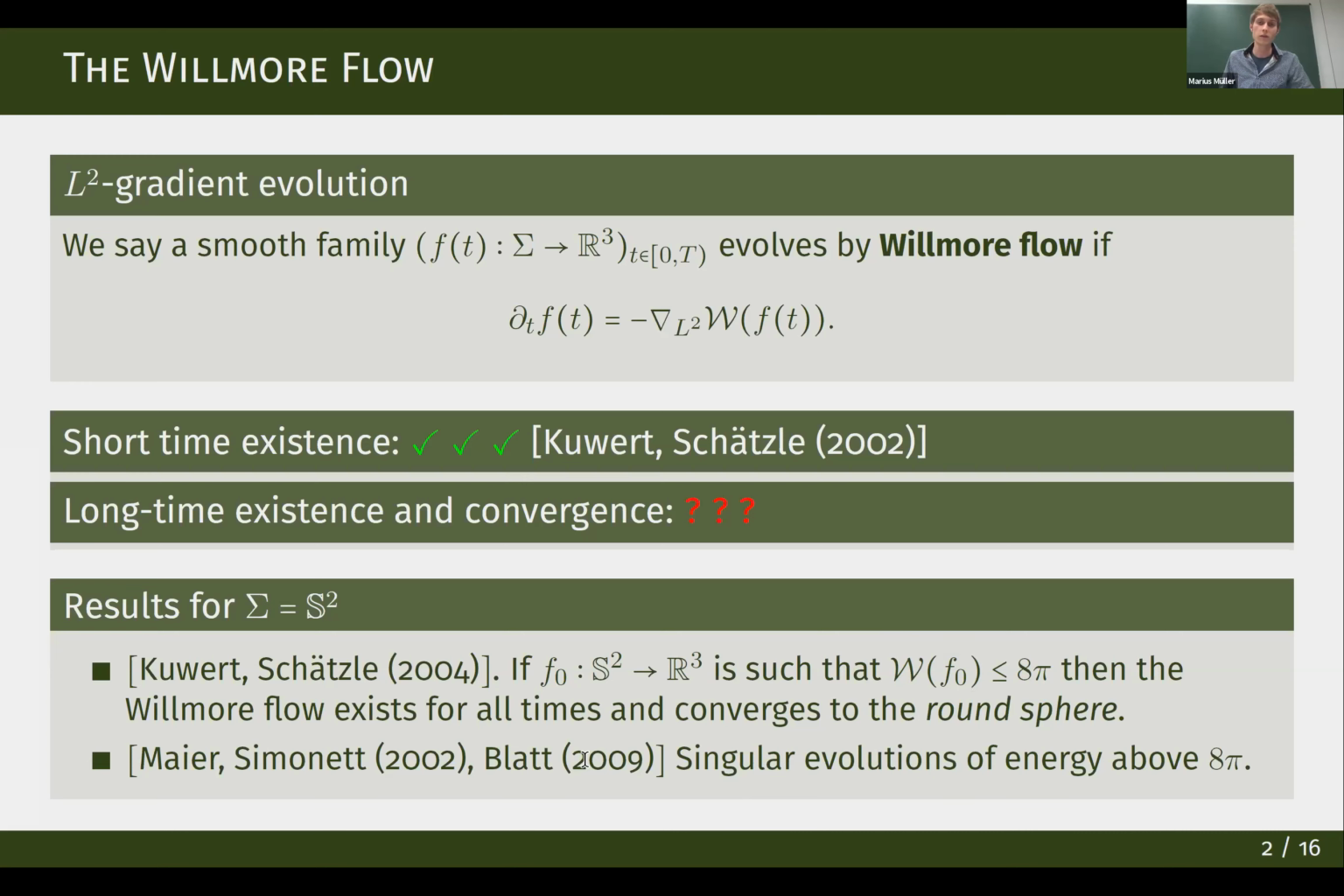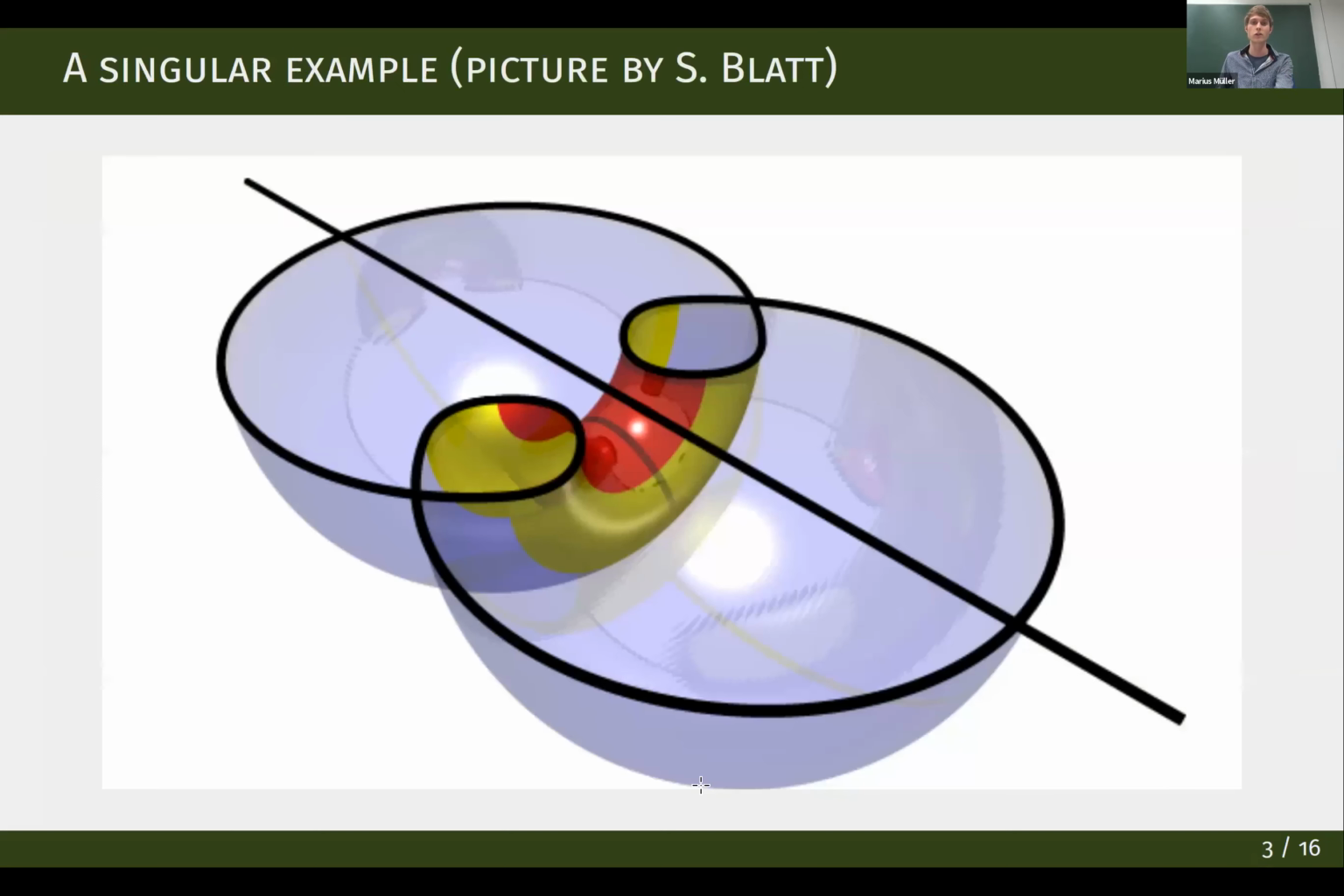So, evolutions by Willmore flow that are non-convergent. We don't know whether the singularity occurs in finite or infinite time. So the question of long time existence is still not known for those singular evolutions. But what is known about the singular evolutions is that they do not converge. And I will show you in a second how the singular evolutions can look.